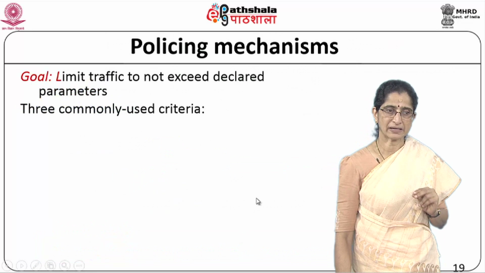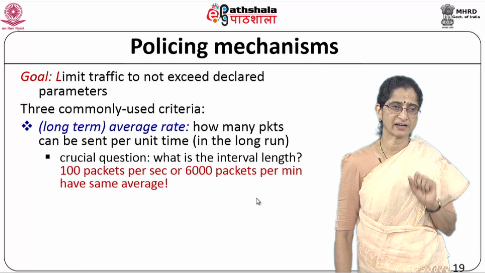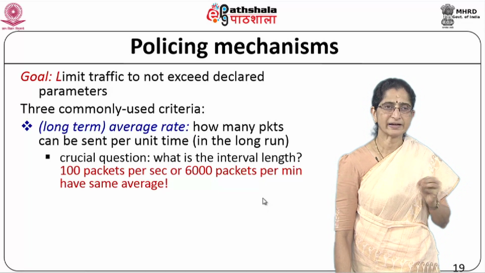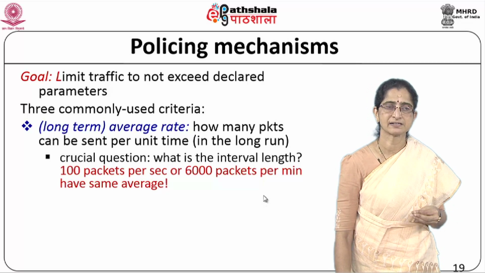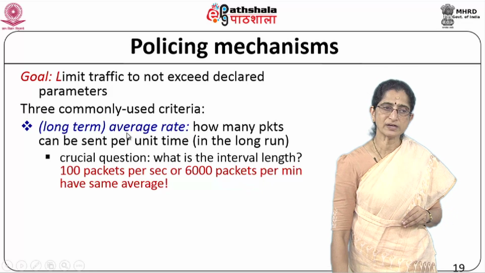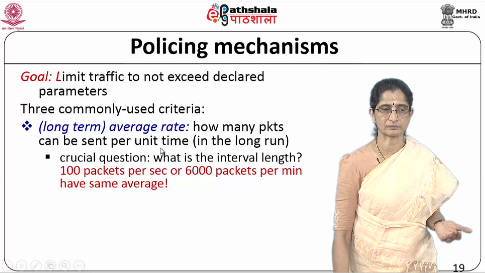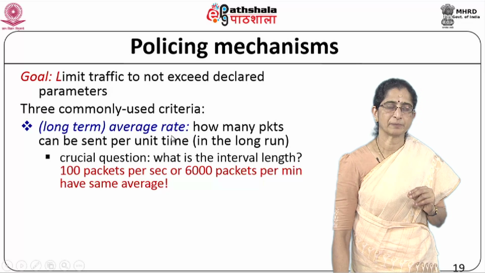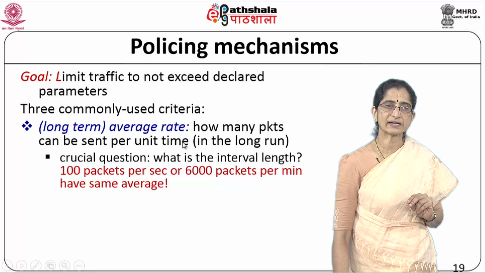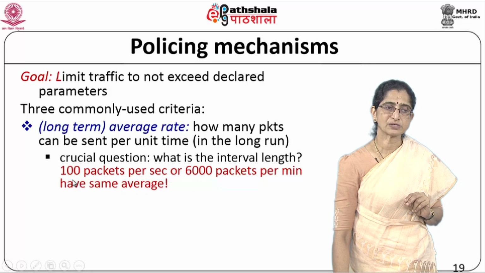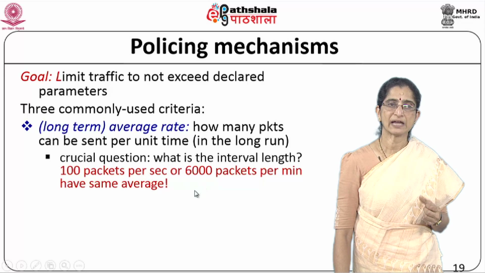If you look at the different policing mechanisms that are normally used, what is it that we want to do? We just want to limit traffic to not exceed the declared parameters. There are many criteria that can be used to identify whether it is violating its declared parameters or not. One is average rate over the long term: how many packets can be sent per unit time in the long run? This is one parameter that could be considered. But the crucial question is, what is the interval length? When you say how many packets can be sent per unit time, if you say 100 packets per second and 6,000 packets per minute, you will find that both have about the same average.